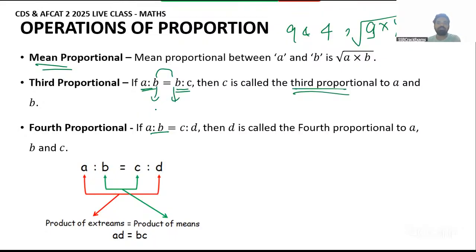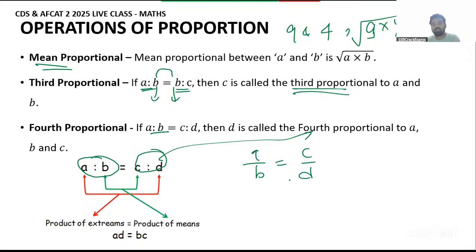In the fourth case, A ratio B is equal to C ratio D. These are different ratios, different in the sense that they have different numbers. Then we call D the fourth proportion. Got it? Whenever A upon B is equal to C upon D, then by cross multiplication we know that AD is equal to BC.